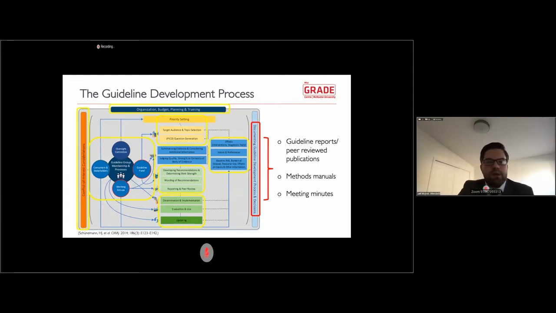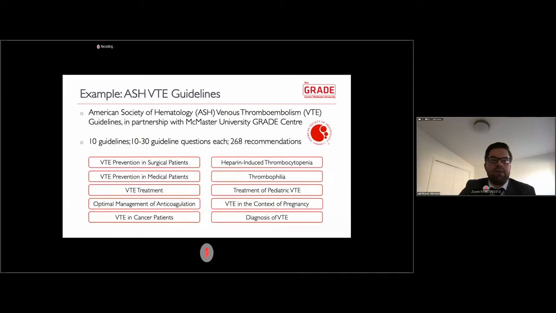a project, I would like to present one example of a project that we have been working on for the last few years, a very large guideline development project with the American Society of Hematology in partnership with the McMaster University Grade Center, where we set out to develop 10 guidelines related to VTE management with a range of 10 to 30 questions addressed in each of the guidelines for a total of over 250 recommendations. And currently, 8 of the 10 guidelines are published, with the 9th and 10th guidelines coming soon.